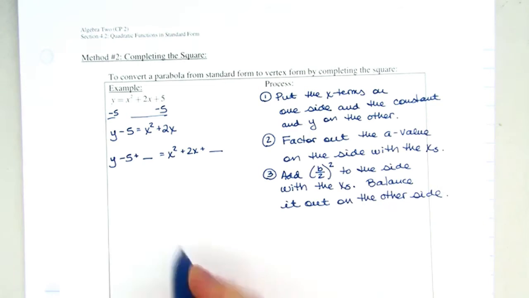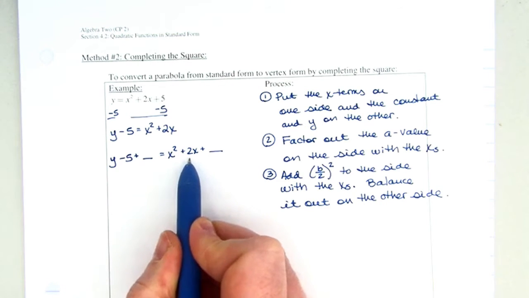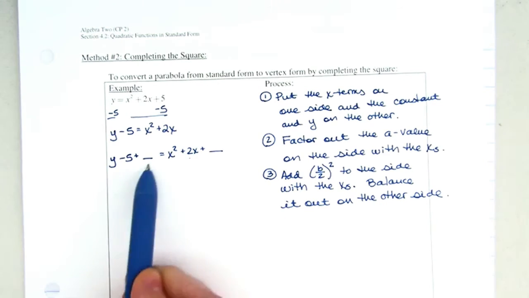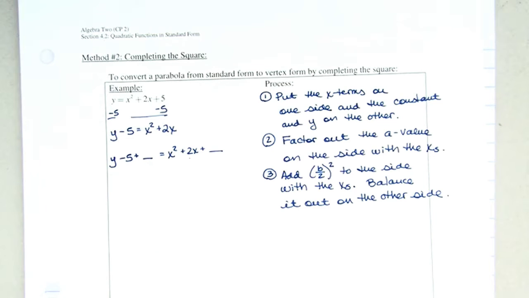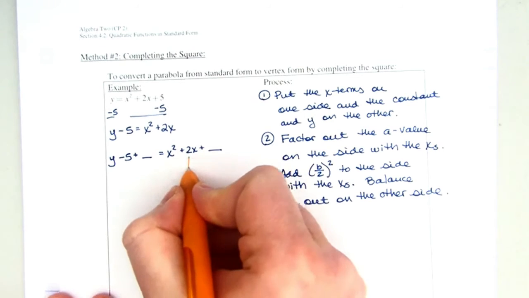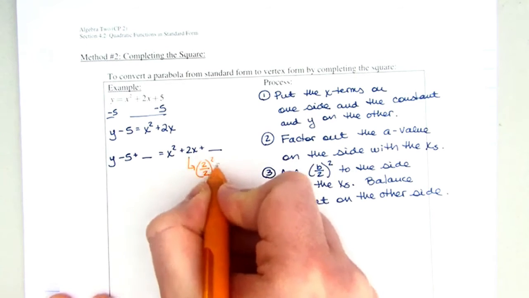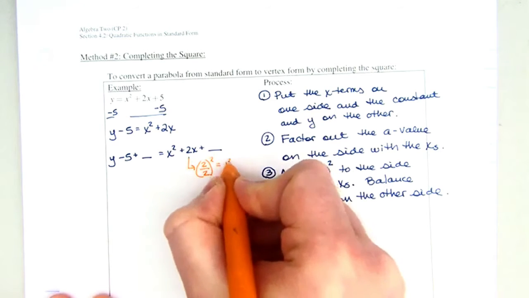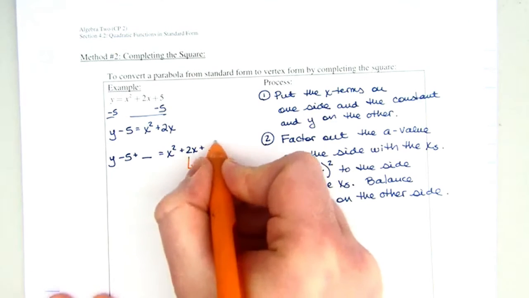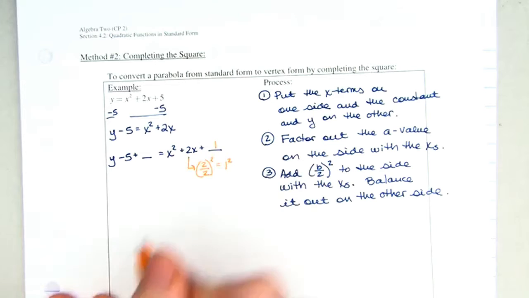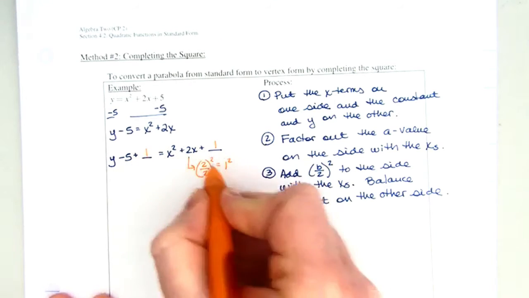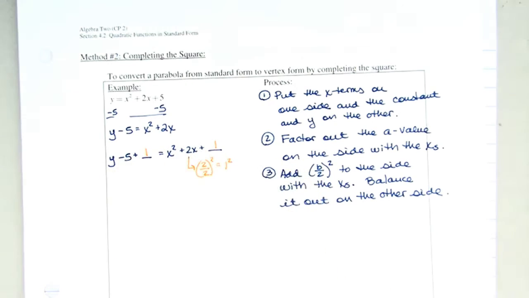I'm going to do half that middle number squared. I'm going to add that to the right, and I'm going to balance it out on the left. So, okay, half of 2 squared. Well, half of 2 is 1. Squared gives you 1. I'm going to stick a 1 over there. And I've got to balance it out on the other side. If I add a 1 here, I'm going to add a 1 over there.